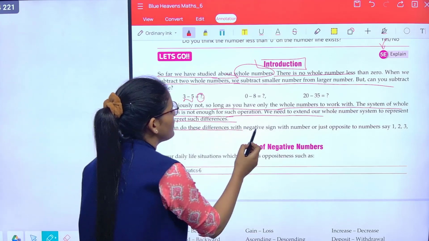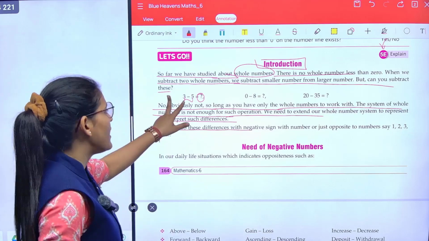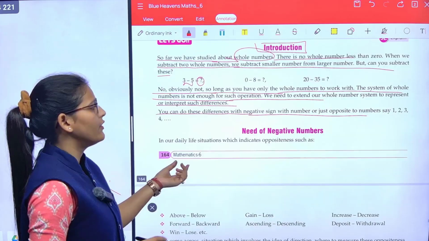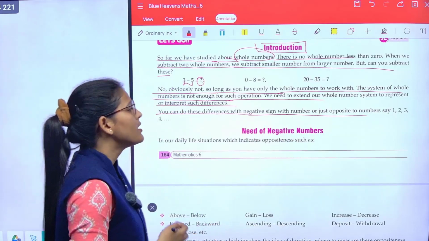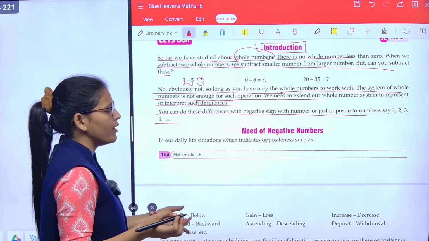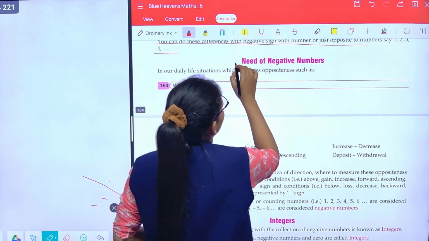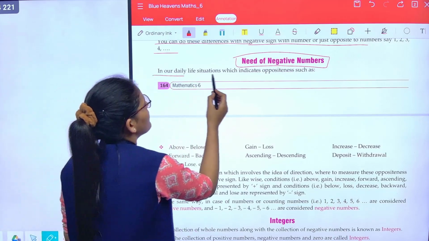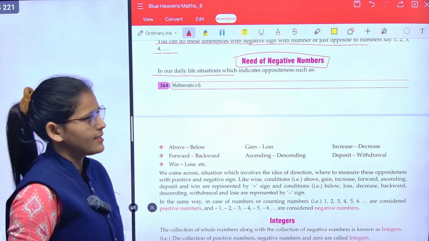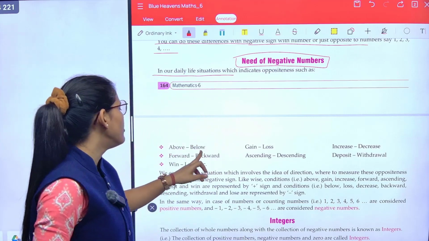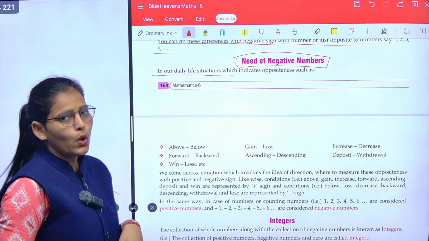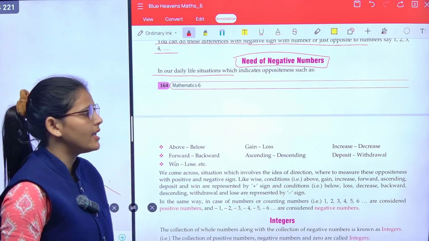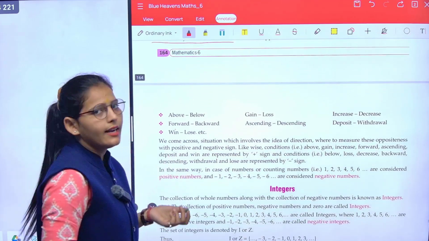You can write these differences with negative signs. Class, we can subtract them, but the sign changes, with numbers that are just the opposite of 1, 2, 3, 4 and so on. We need negative numbers. Class, the need for negative numbers arises in daily life situations which indicate oppositeness, such as above, below, forward, backward, win, lose, gain, loss, ascending, descending, increase, decrease, deposit, withdrawal, and so on.